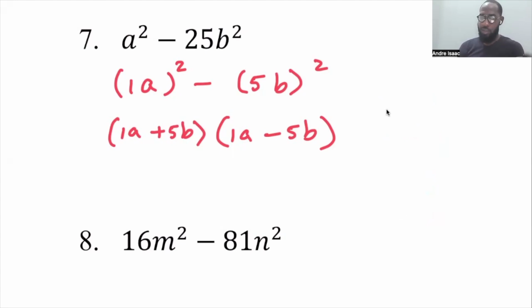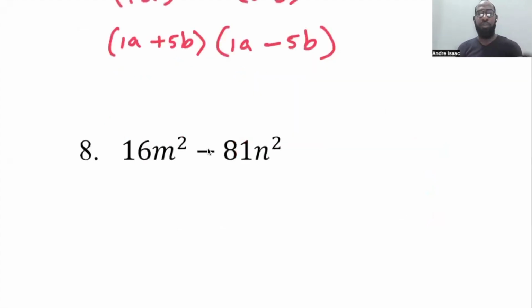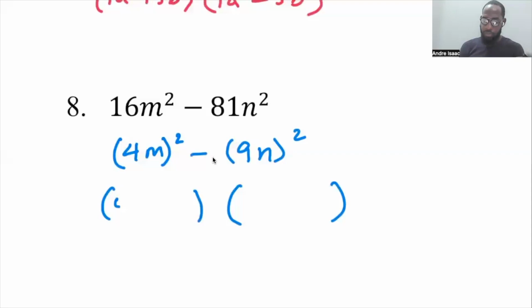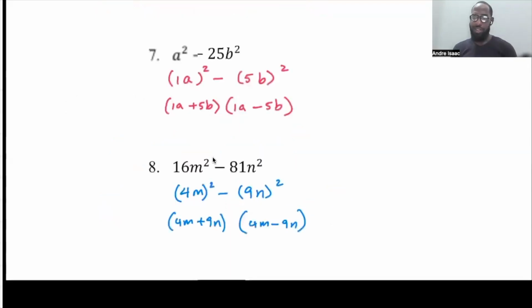All right, last question. We have two terms. We have a variable to the power of 2. We have the negative term second. So we put brackets squared. The square root of 16 is 4. We put the m. The square root of 81 is 9. Put the n. So the answer is 4m minus 9n, 4m plus 9n. I like to put plus first, I just like to put plus first.